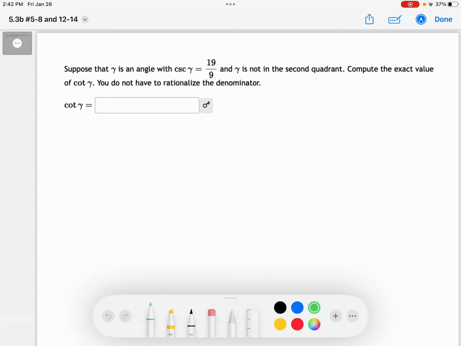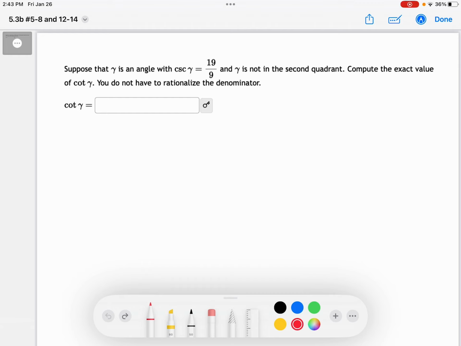All right, we have a question here that asks us, suppose that gamma is an angle. Okay, so first of all, gamma is just a variable. Don't get intimidated by that. It could be x, it could be theta. We're just using a Greek letter named gamma here. Okay, so it's just a variable. And I'm going to write gamma like that. Suppose that gamma is an angle with cosecant of gamma equals 19/9, and gamma is not in the second quadrant. Compute the exact value of cotangent of gamma. You do not have to rationalize the denominator.